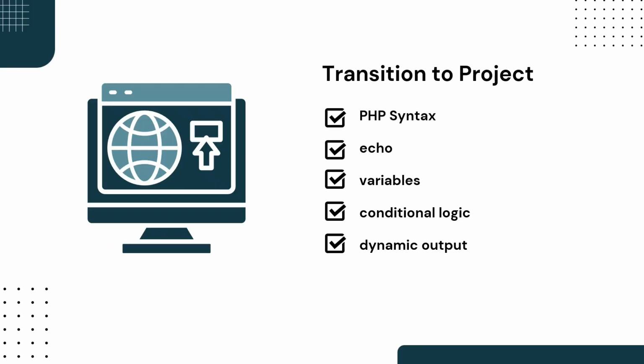Now, so far, we've tested PHP in a simple standalone file. This allowed us to focus on the PHP syntax, the echo, the variables, the conditional logic, and the dynamic output. But in a real project, we usually don't create an entire site made of tiny test files. Instead, we use these skills inside of our actual website. So now that we know how PHP works, let's implement what we've learned directly inside of our Bootstrap nonprofit homepage.